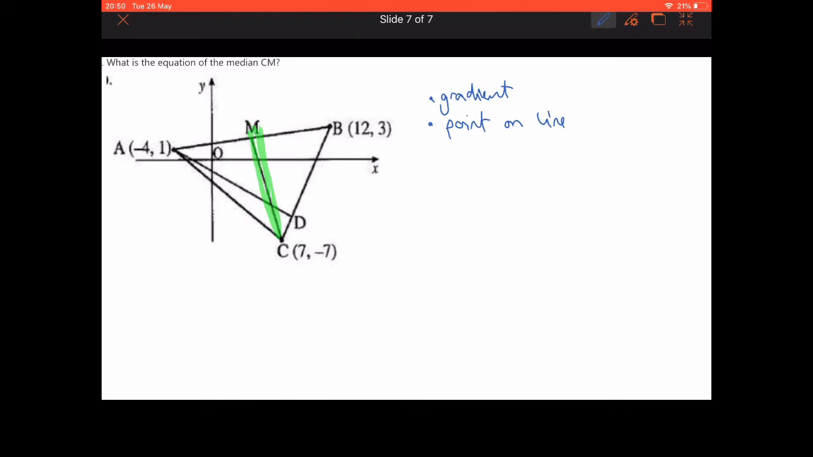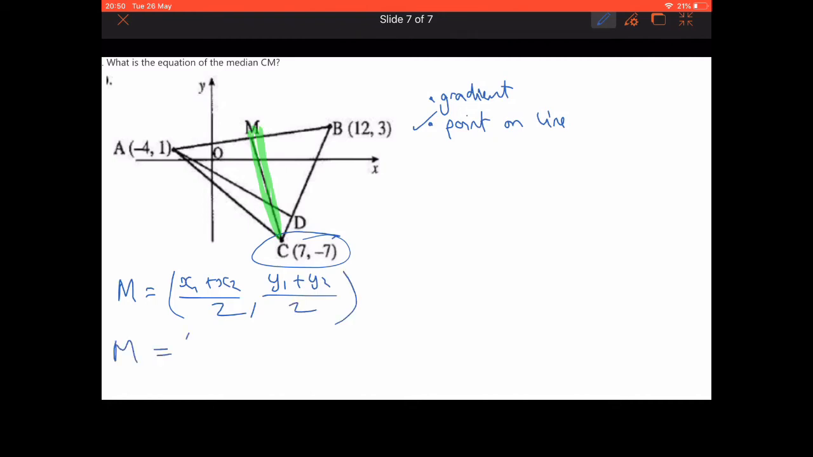Now we've already got C, which lies on the line, so that's fine, I can just put a wee tick there. But we need to work out the gradient of the line, and in order to work out the gradient of the line, we're going to have to work out the coordinates of M. M, of course, is the midpoint of A and B, so we'll work that out using the midpoint formula. So that's going to be -4 plus 12 over 2 and 1 plus 3 over 2.